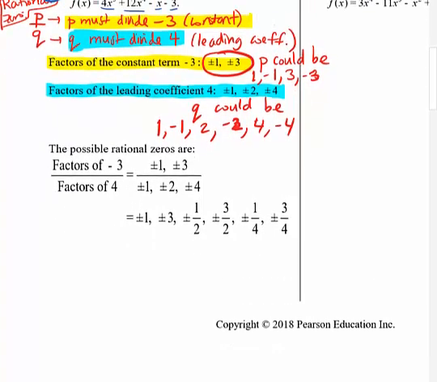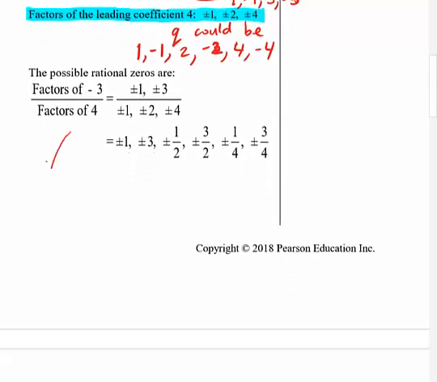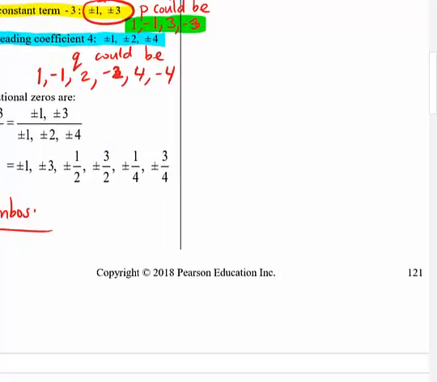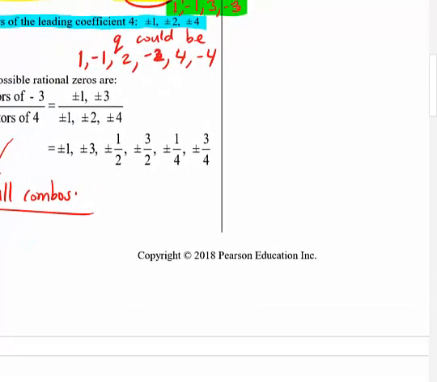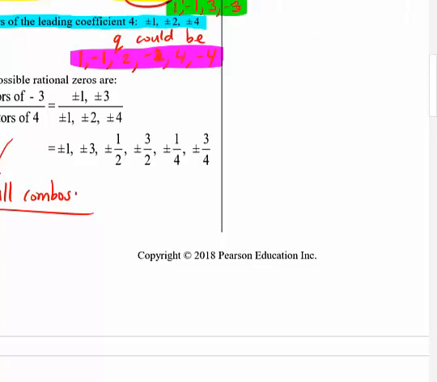All right, so then what we're going to do is figure out all the possible combinations of p over q, which is what they're writing here. But we can write it in a more spelled out way: p over q, all combos. P could be 1, -1, 3, or -3. And then q could be 1, -1, 2, -2, 4, -4. So I just think about all possible combinations of p's over q's.